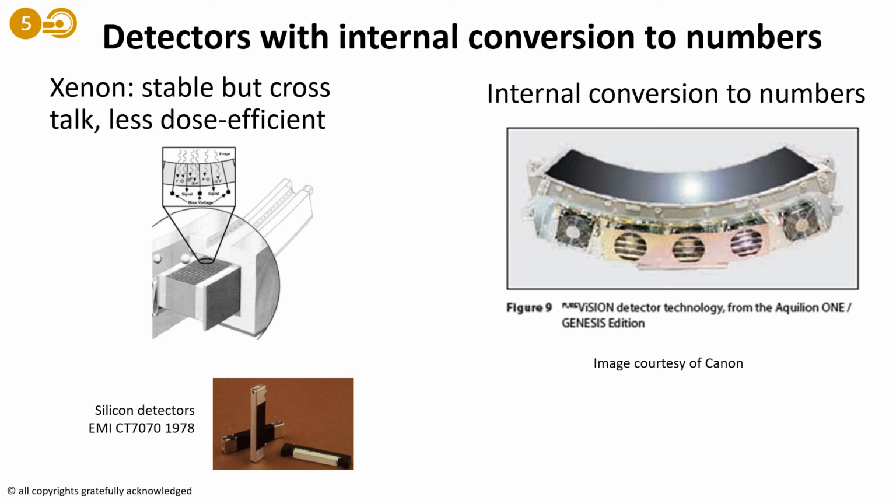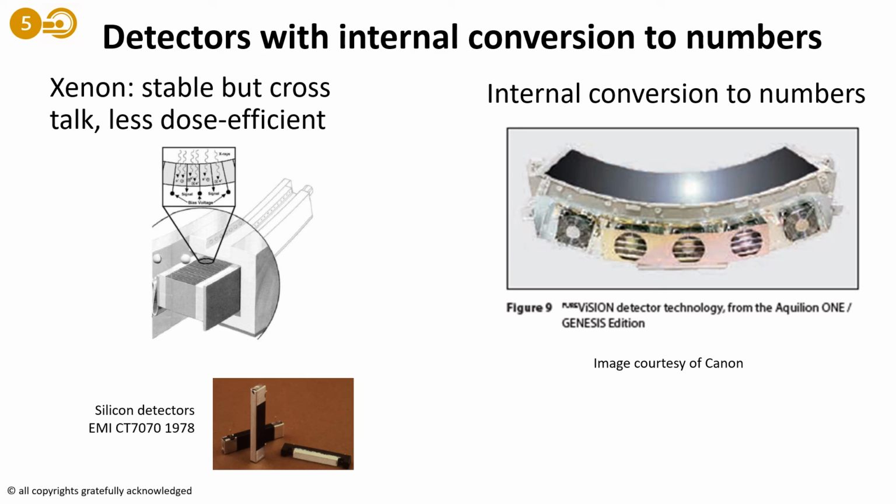Today's CT scanners have a detector module which contains both the detectors and the electronics to convert the signal into numbers. And that's very useful because it avoids having long wires between the detector and the electronics, and those wires would otherwise be prone to pick up unwanted electrical noise. And that applies both to the xenon detectors, which there's a diagram of at the top left, and to a silicon detector, which you can see an early version of down at the bottom left.